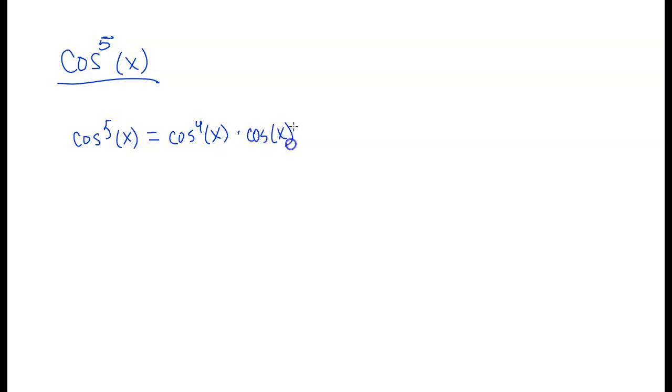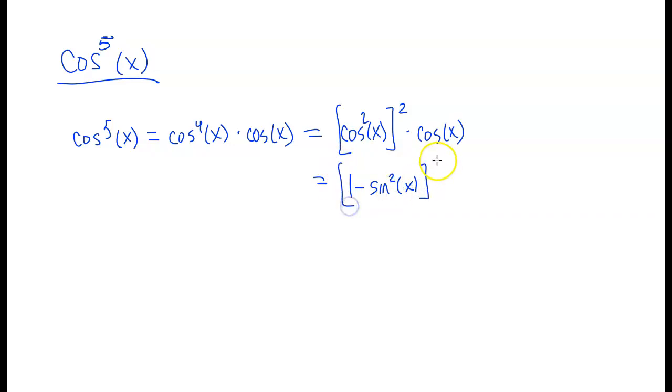as just cosine raised to the 4 times cosine, but write cosine raised to the 4 as cosine squared of x, squared. And then, of course, from here, we would recognize that cosine squared is the same as 1 minus sine squared. And then from this point, we would want to let our u substitution be sine of x.